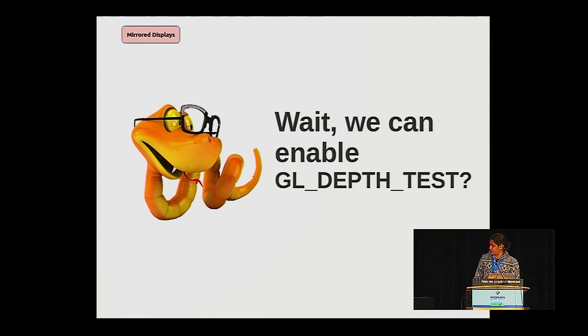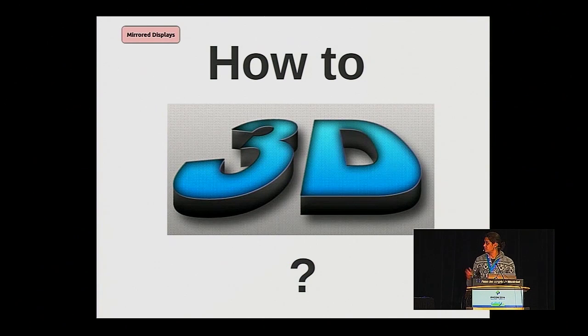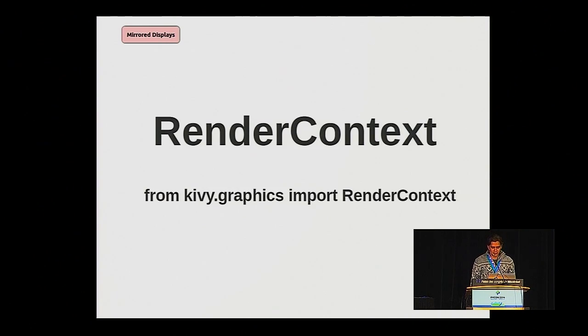So yes, really, I just mentioned enabling the GL depth test by default. In Kivy, it's not enabled. But if you want to do something like this, you really need to enable the depth render buffer to be able to do something like 3D stuff. And let me show very quickly how it may be done using Kivy.